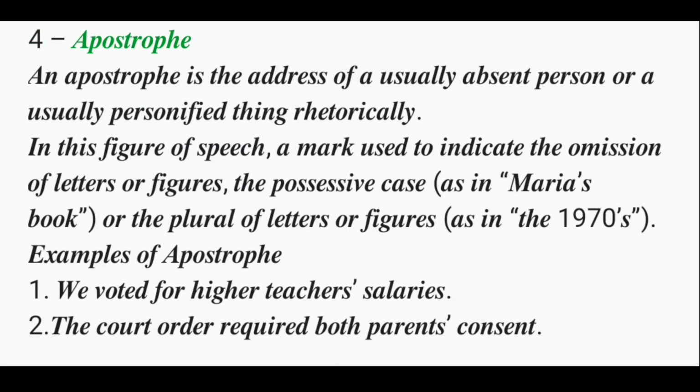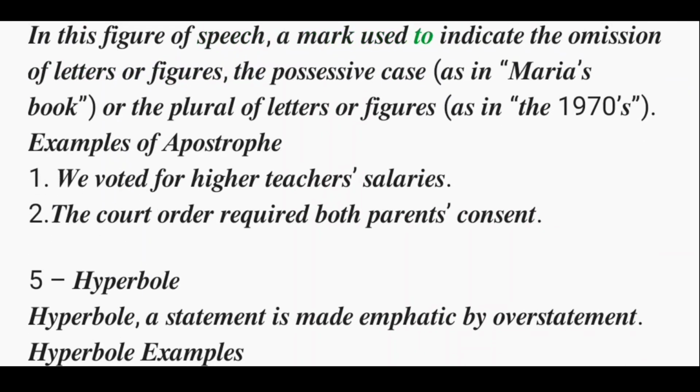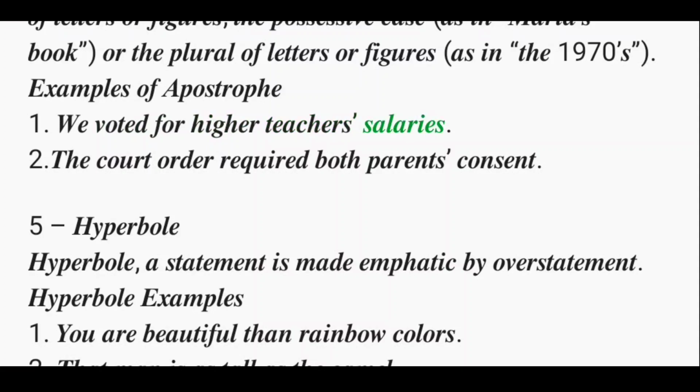4. Apostrophe. An apostrophe is the address of a usually absent person or a usually personified thing rhetorically. In this figure of speech, a mark is used to indicate the omission of letters or figures, the possessive case, as in Maria's book, or the plural of letters or figures, as in the 1970s. Examples of apostrophe: 1. We voted for higher teachers' salaries. 2. The court order required both parents' consent.